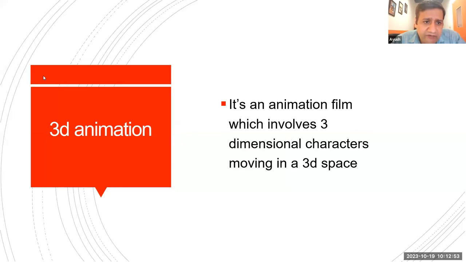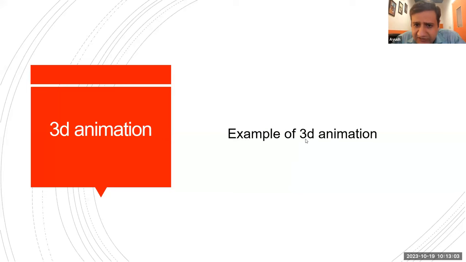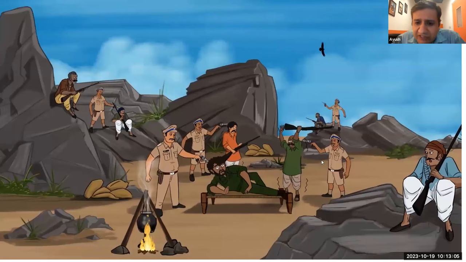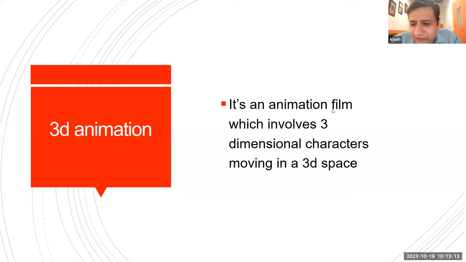Now, coming to 3D animation. 3D animation is, like we said, when something is moving in three dimensions. In 2D animation, we saw there was an illusion of the third dimension. But we also said that everything that is happening is an illusion. So how is this illusion different from that illusion? How do we say that 3D characters are moving in 3D space?